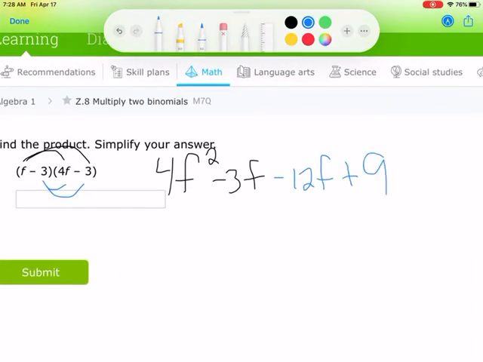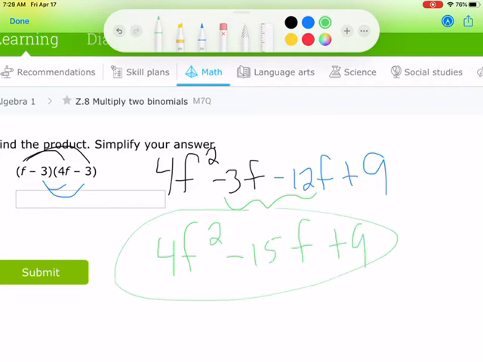Be very careful with the negatives. All year we've been struggling with negatives. So again, be very careful with that. Combine like terms in the middle, these two guys right here. So we get 4f squared minus 15f plus 9. Boom. Put it into the box, hit submit. Very good.